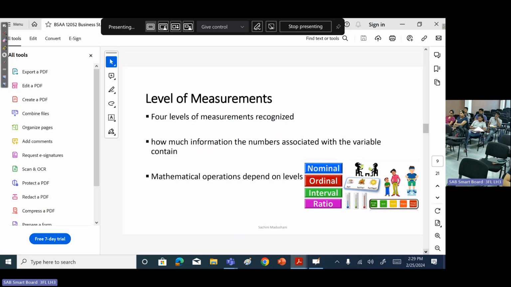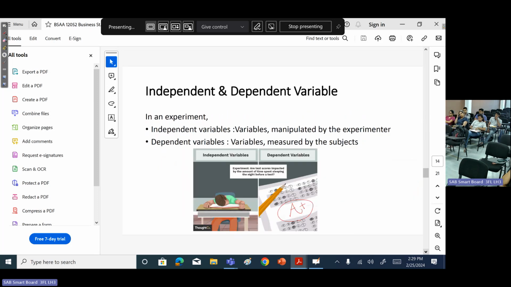Okay. The ratio scale variable has all the features of the interval scale. We can label it, order them, apply equal or not equal, greater than or less than, addition or subtraction, and multiplication and division. All the mathematical operations can be applied to the ratio scale variable. Understood? Okay. Then we move into the independent and dependent variable.